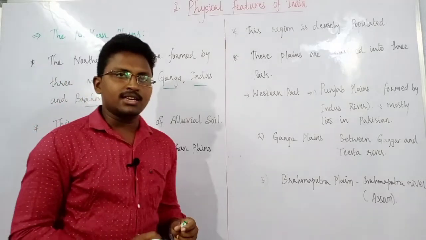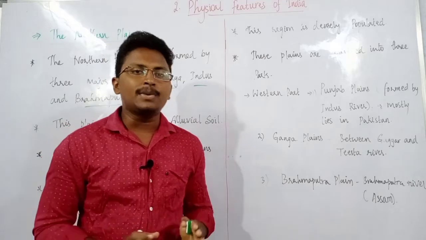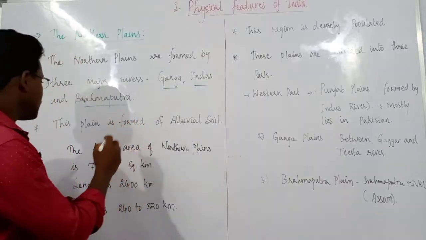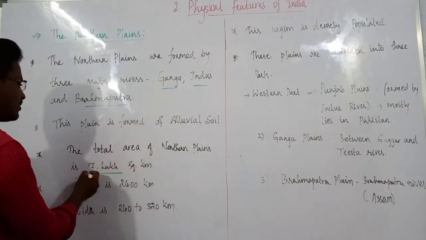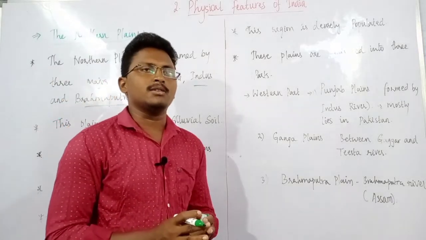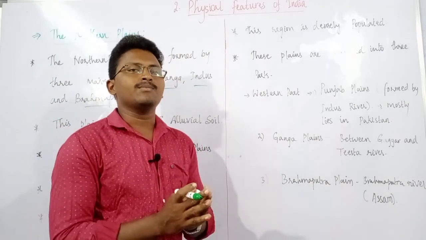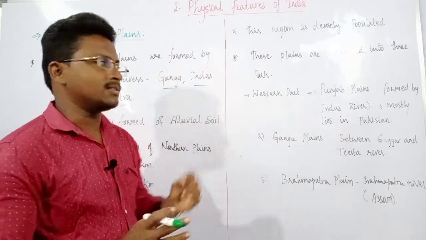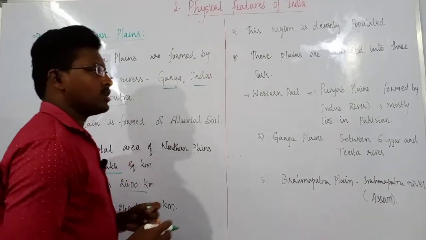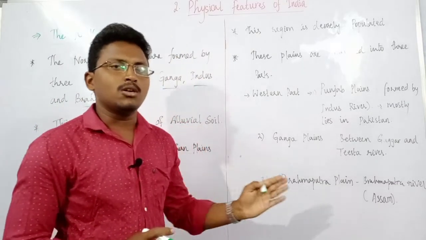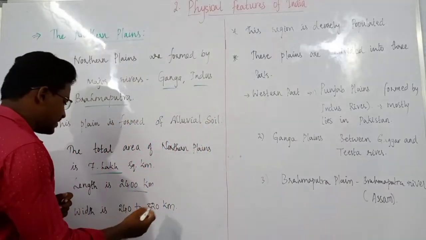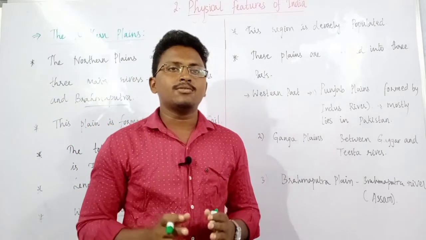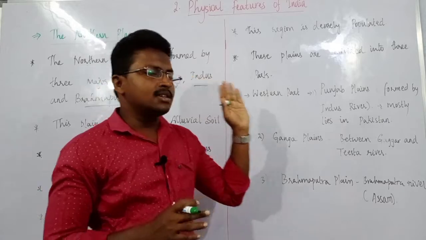A very important thing is that the northern plains are completely covered with a very fertile soil, that is alluvial soil. The total area of the northern plains is around 7 lakh square kilometers. The length of the northern plains is around 2400 kilometers, and the breadth or width is around 240 to 320 kilometers. This region is densely populated.